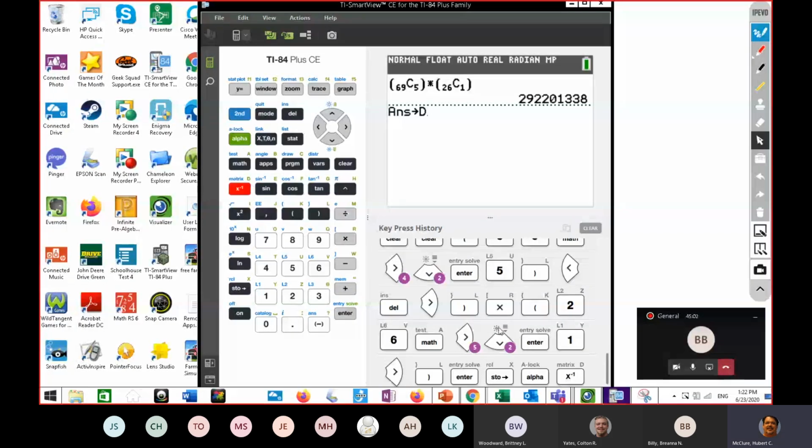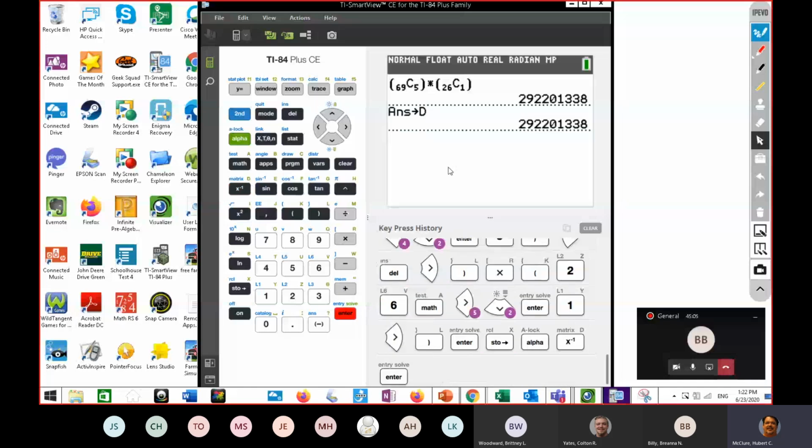And if the book or the homework or the test wants a decimal, it would be 1 divided by alpha D, and that's equal to 0.00000000342229778.